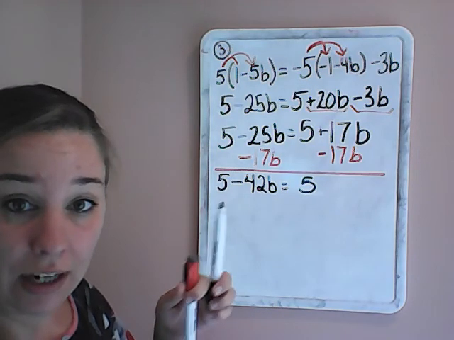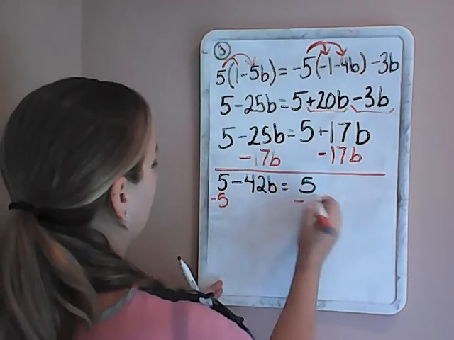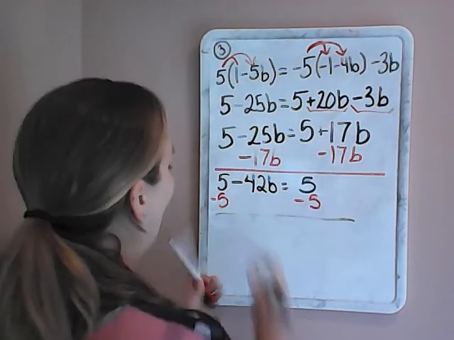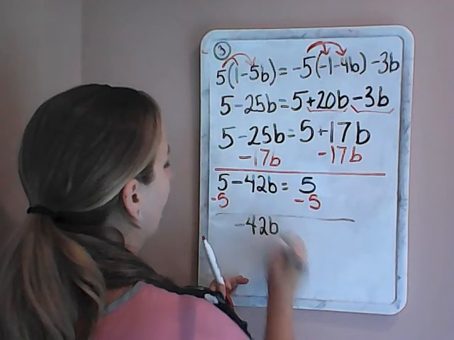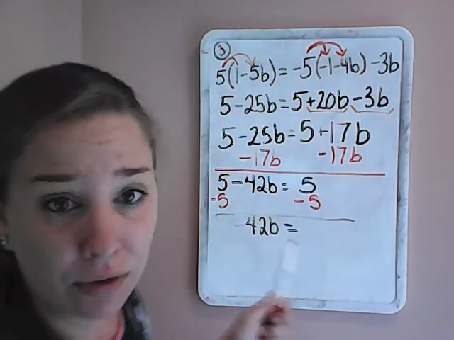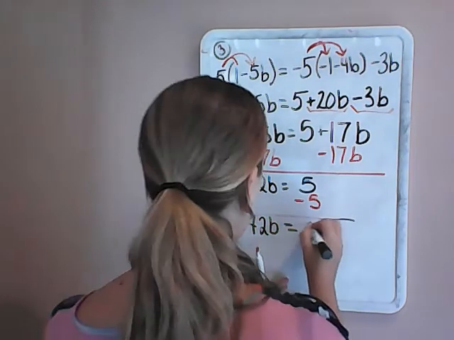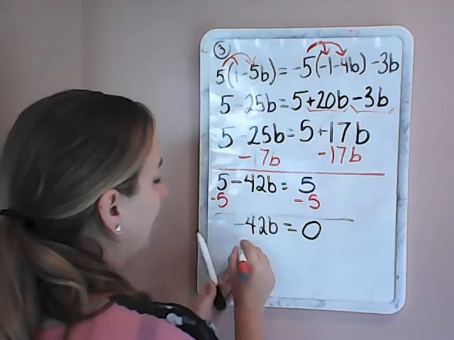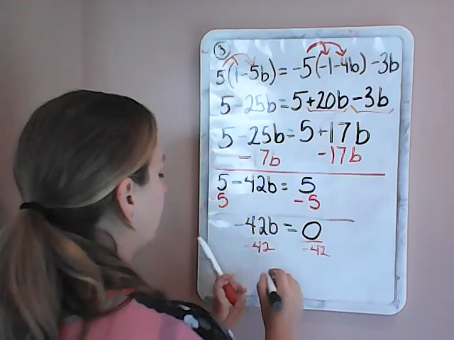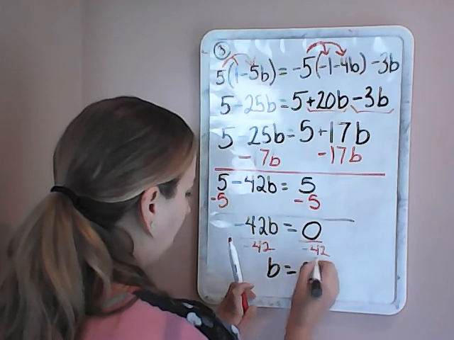Now let's get our constant terms over. So I'm going to go ahead and subtract this positive 5. 5 minus 5 is nothing. Negative 42b comes down. Equal sign comes down. A lot of students don't know what to do here. 5 minus 5 is 0. And then we divide by negative 42. And therefore those cancel. And b equals 0.